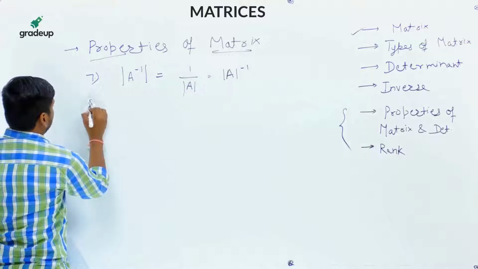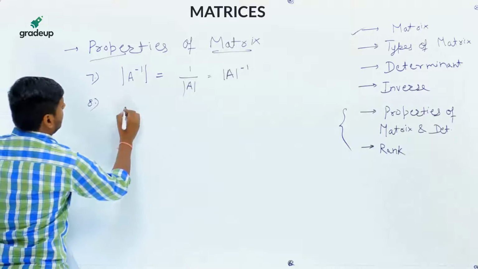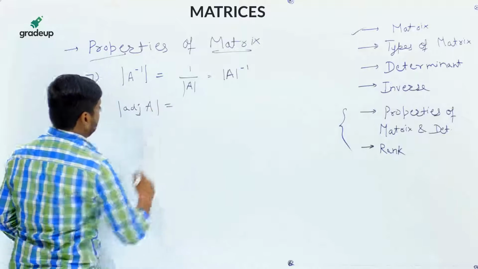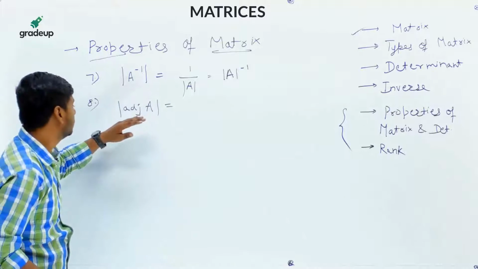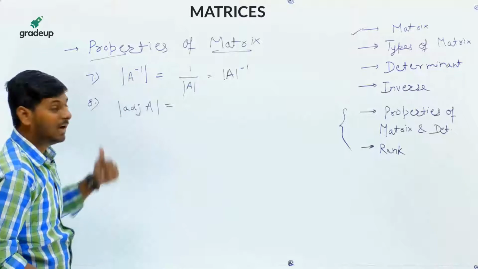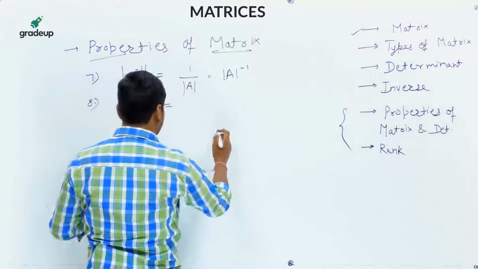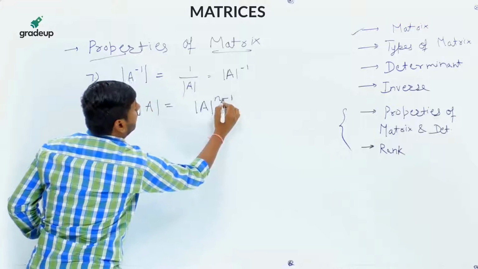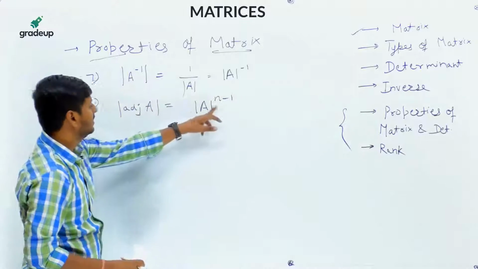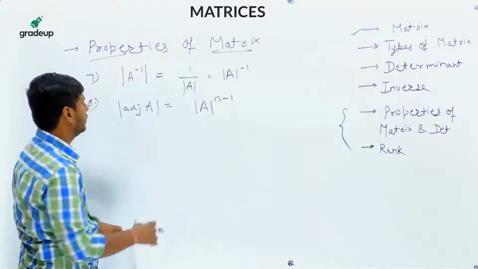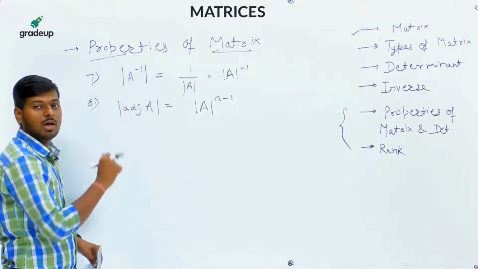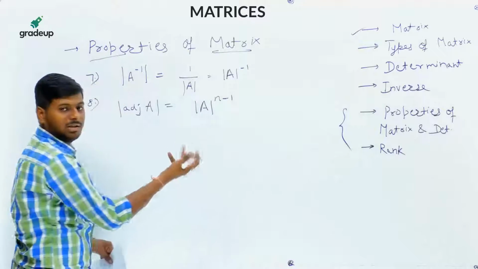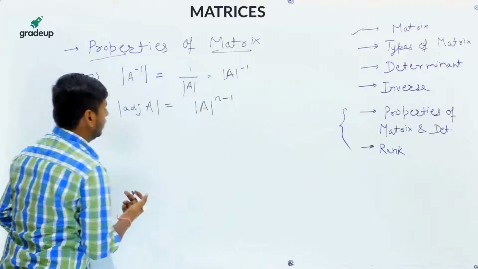Okay. The next property is, what is the determinant of the adjoint of a matrix? Many times questions are asked based on this property only. What is the determinant of the adjoint of a matrix A? The adjoint of a matrix A has a determinant equal to determinant of A to the power n minus 1, where n is the number of rows or columns of the matrix, because we find the adjoint only of a square matrix. In a square matrix, the number of rows and columns are equal, so n here can be either the number of rows or the number of columns.